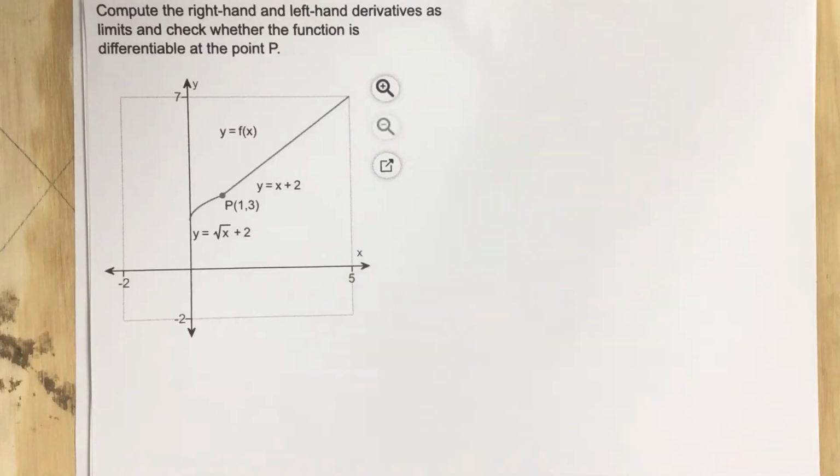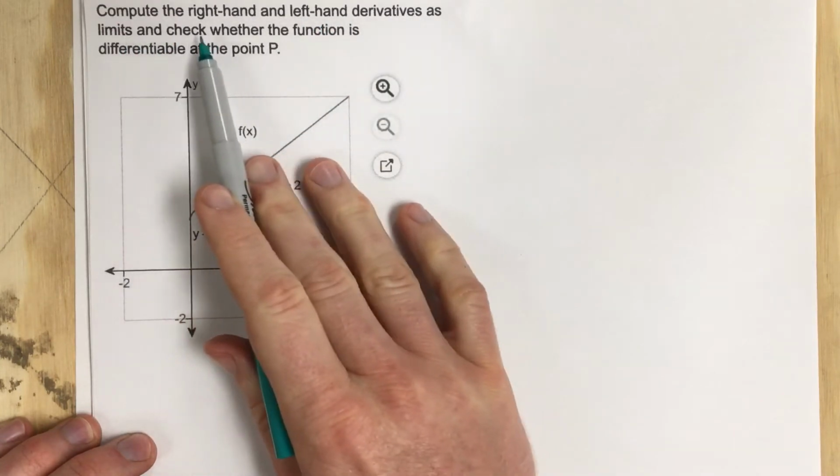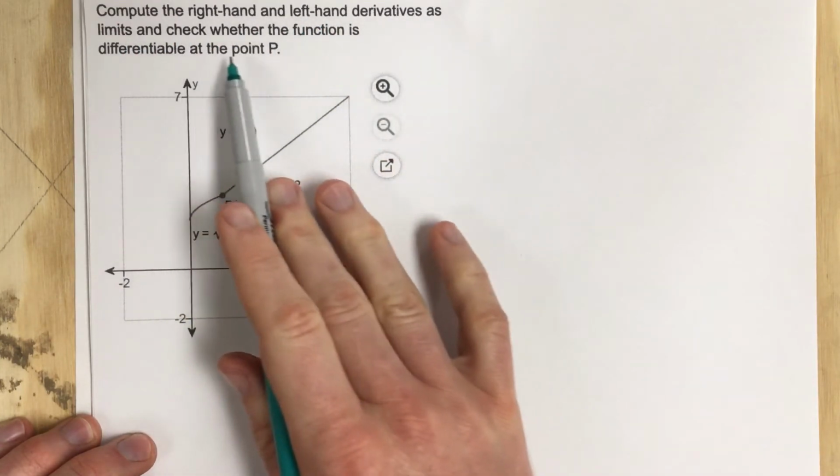This is problem number 9 from section 3.1. In this problem it says compute the right hand and left hand derivatives as limits and check whether the function is differentiable at point P.